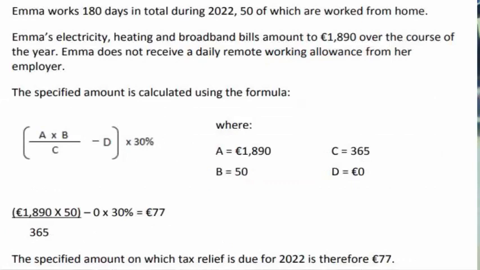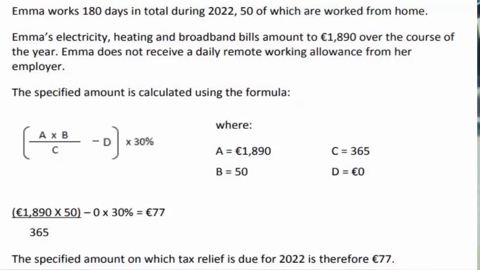Example 6. Emma worked 180 days in total during 2022, 50 of which are worked from home. Emma's electricity, heating and broadband bills amount to €1,890 over the course of the year. Emma does not receive a daily remote working allowance from her employer. The specified amount is calculated using the formula A multiplied by B divided by C minus D, multiplied by 30%, where A is equal to €1,890, B is equal to 50, C is equal to 365, and D is equal to 0.